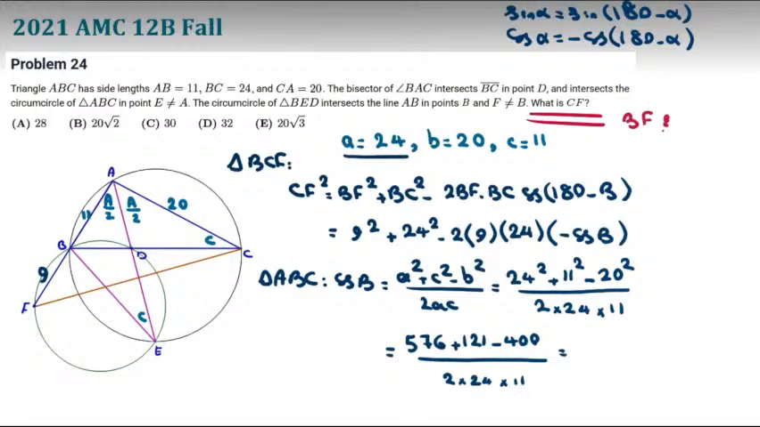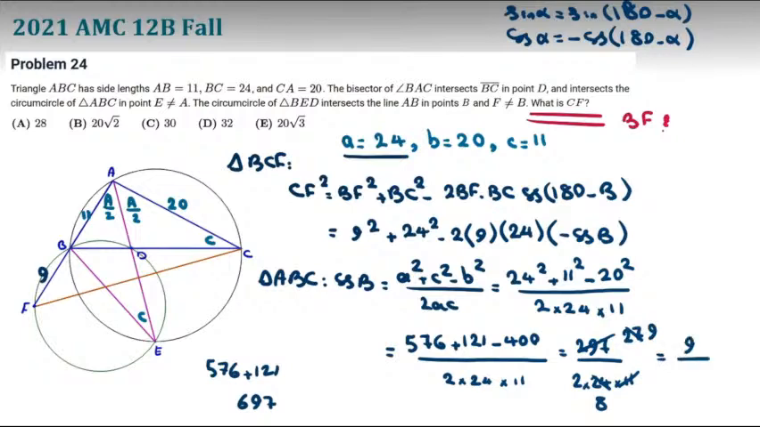Now, in the next step, let's calculate 576 plus 121, which is 697. Minus 400, so it will be 297 over 2 times 24 times 11. You can divide by 11, and it will be 27 over 2 times 24. You can divide by 3, it will be 9 over 16. Okay, so that is cos B.